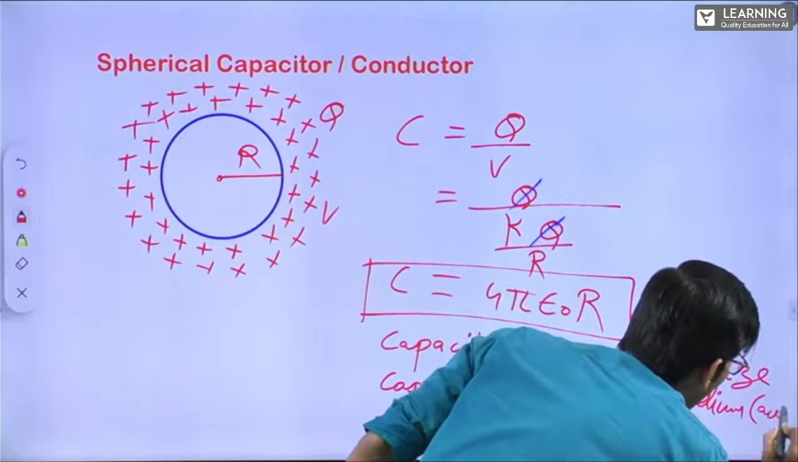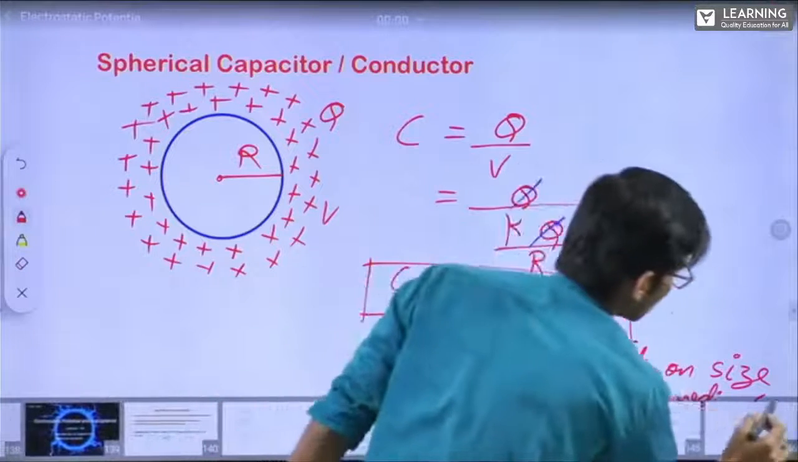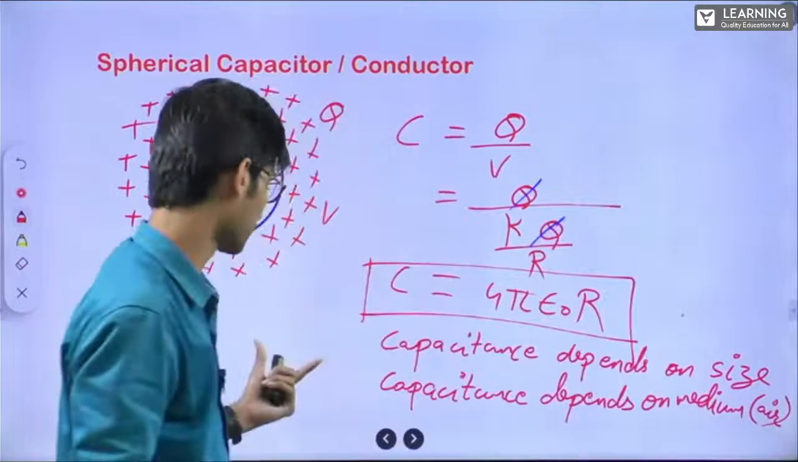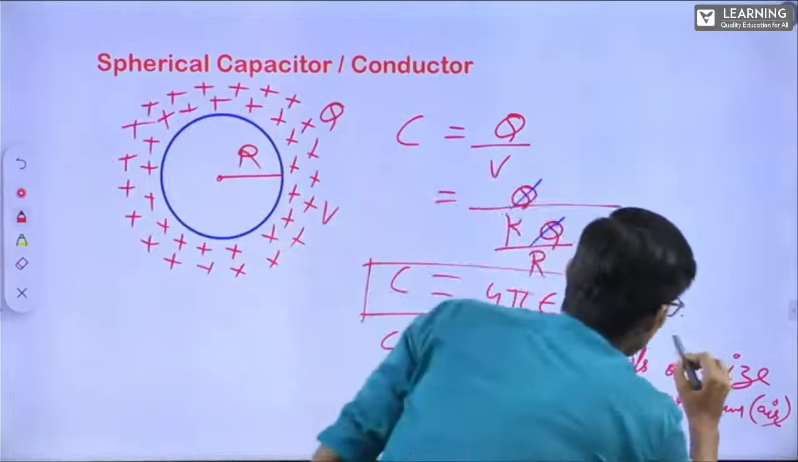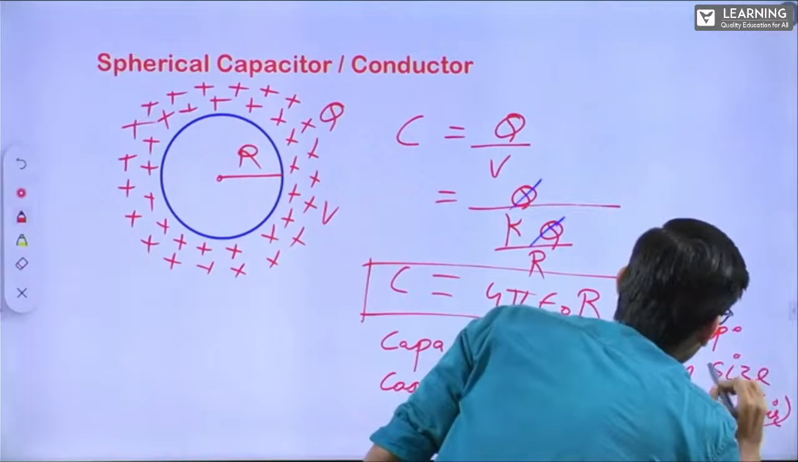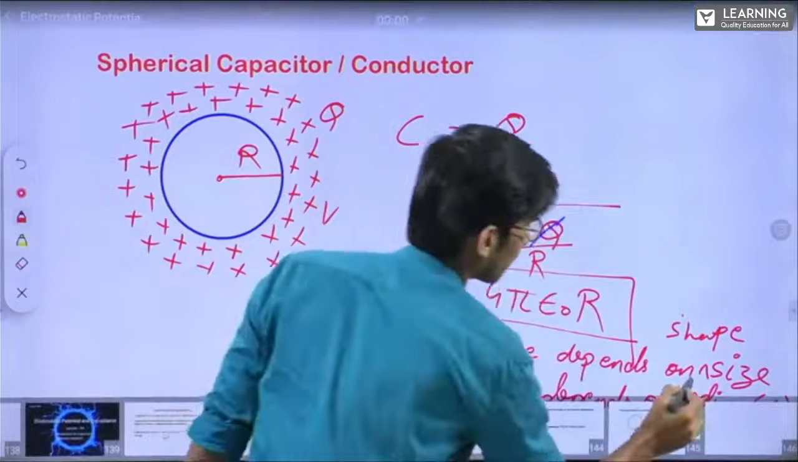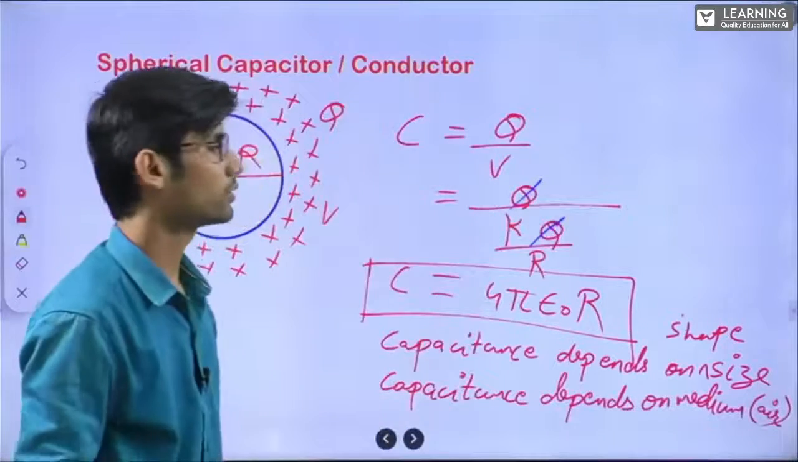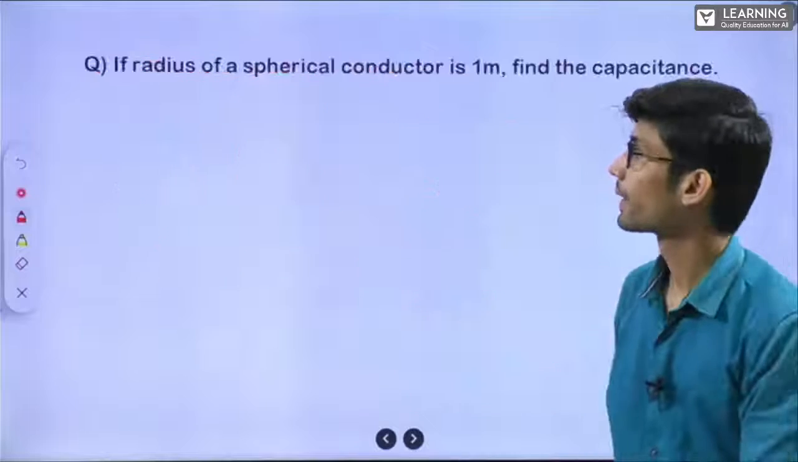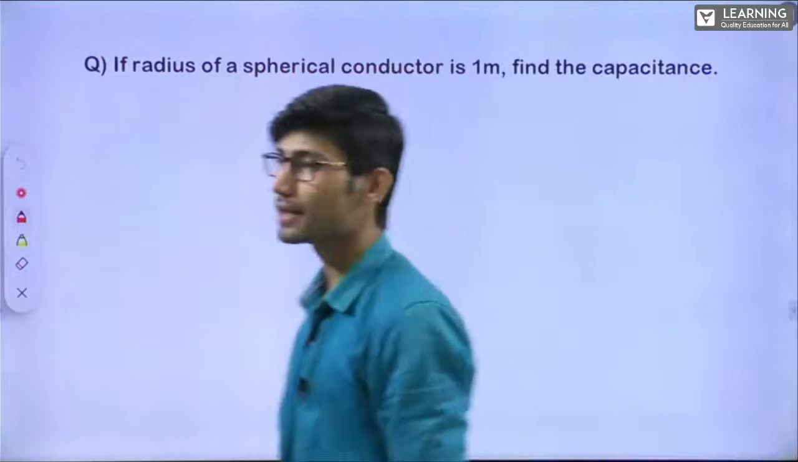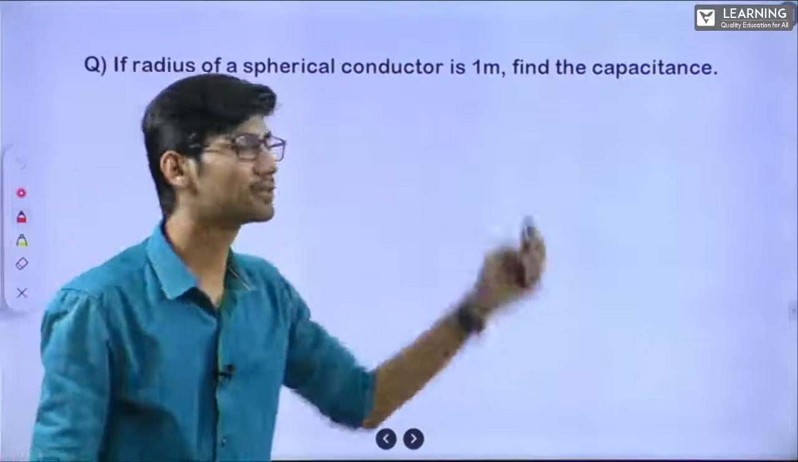Here it is air, that's why it is epsilon naught. All right. Capacitance depends on size and shape. And capacitance depends on medium. Now, next. If radius of a spherical conductor is 1 meter, find the capacitance.